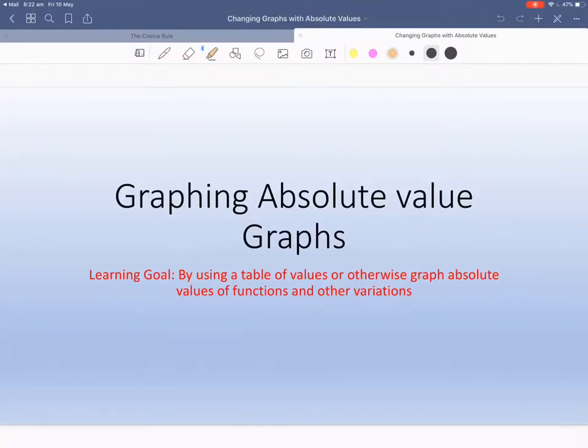So, welcome to graphing absolute value graphs. In all honesty, it's probably more than that. Given a function, find the absolute value, and you'll see from the examples what we mean, because it's not just one set absolute value, there's a few others. So I think the learning goal is to more accurately graph absolute values of functions and other variations using a table of values.